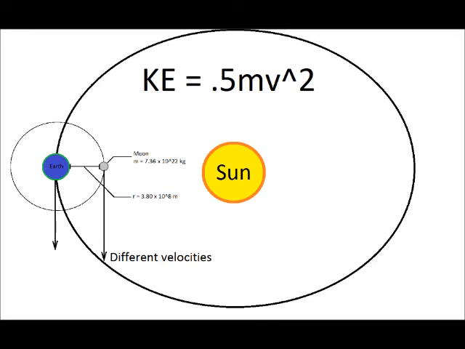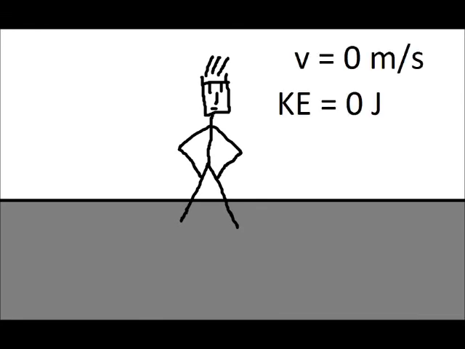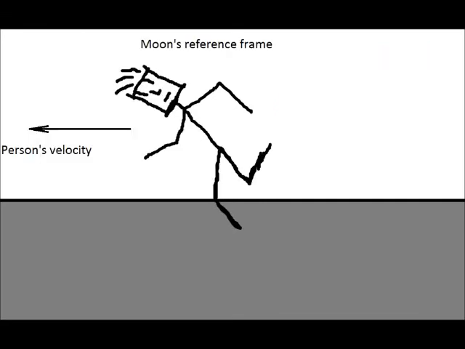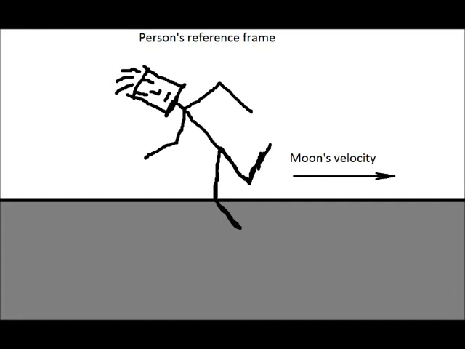Another example would be if you were on the moon yourself and standing still, it would appear that the moon's velocity would be 0, and therefore 0 kinetic energy. And strangely enough, if you started moving in one direction, from your reference frame, it would look like the moon is going under you, behind you, therefore giving it kinetic energy. So it's all dependent on perspective.